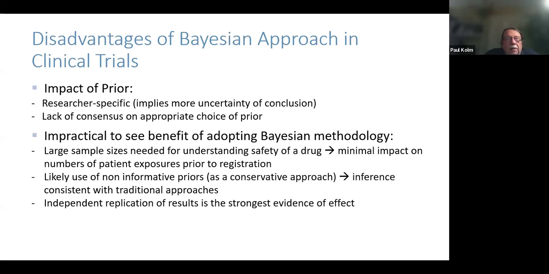And you need pretty large sample sizes for understanding the safety of a drug or its impact on the numbers of patient exposures prior to the registration. And the statement still holds that independent replication of results is still the strongest evidence of an effect.